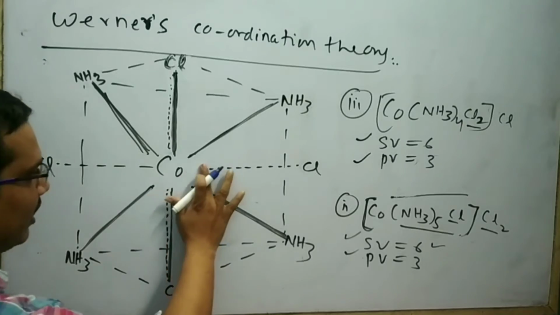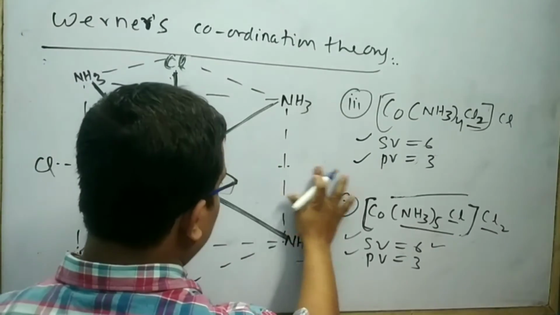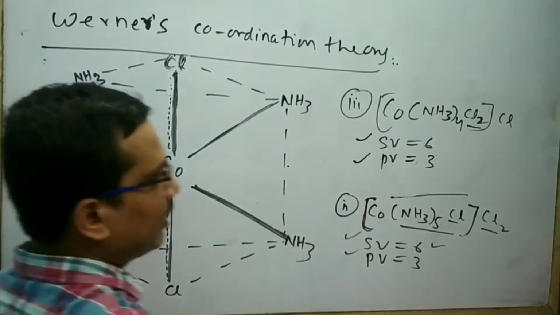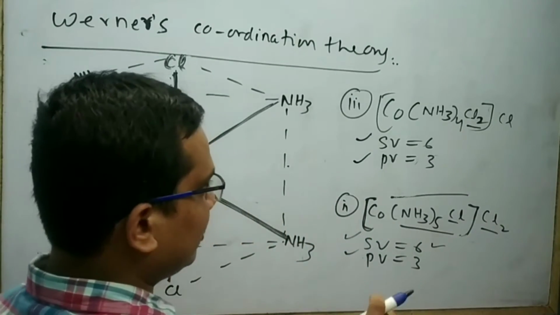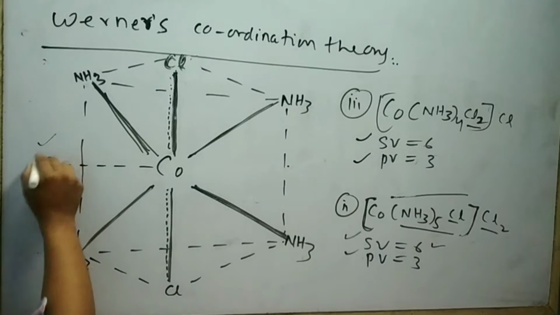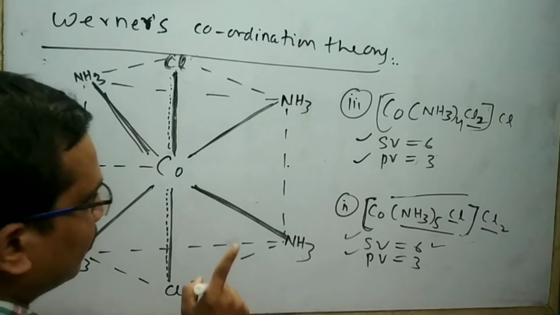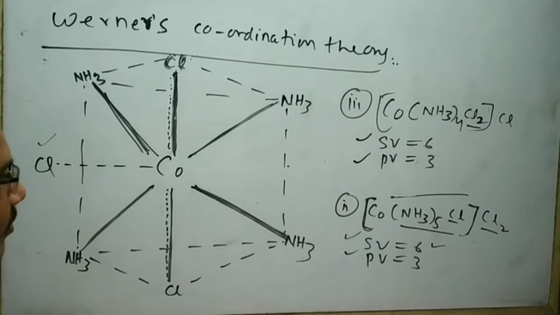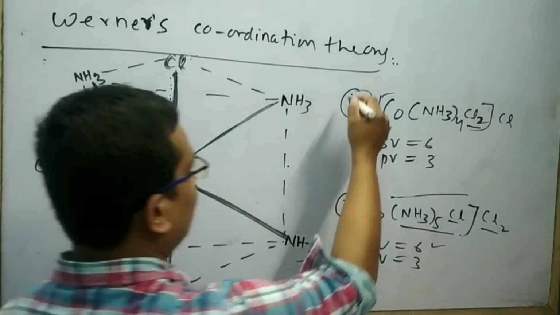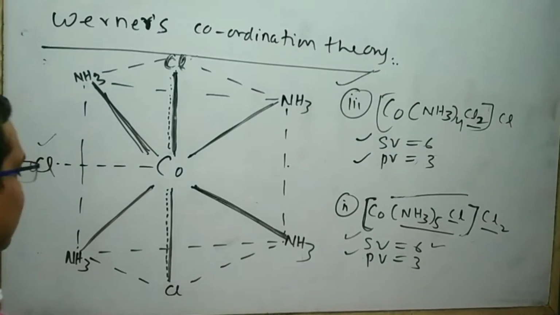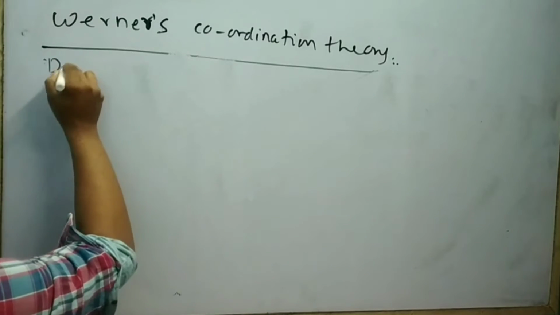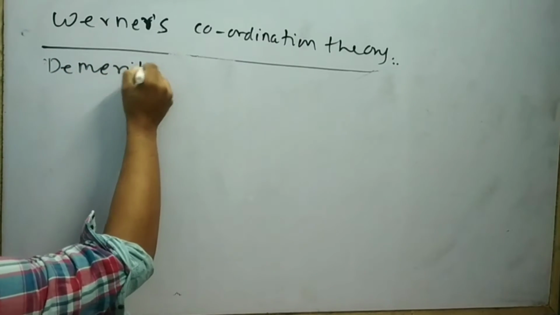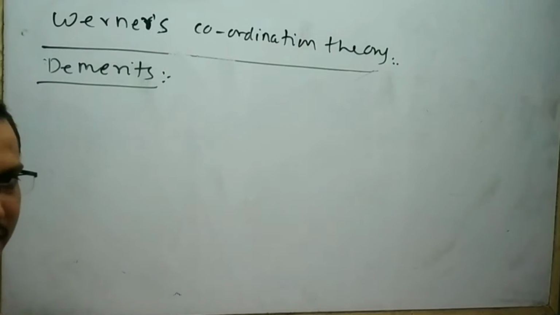Here 1 chlorine atom is removed, because only 1 chlorine atom contributes towards the primary valency only. This chlorine atom contributes only to the primary valency. This is the structure of this compound according to Werner's theory. Next I will explain the demerits of Werner's theory.